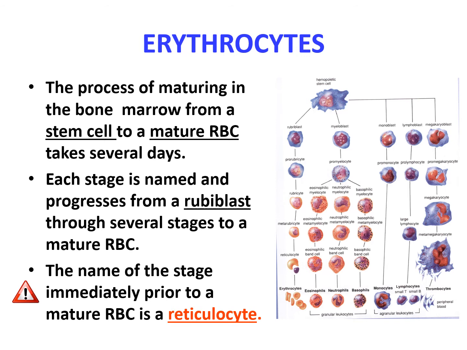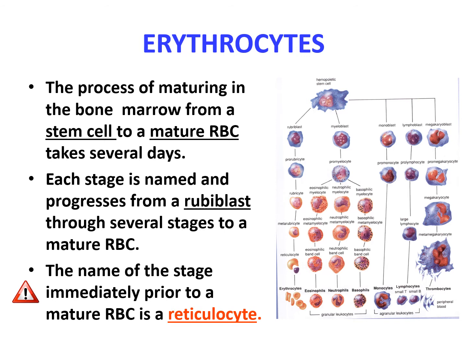So moving on from that and talking about erythrocytes. The process of maturing in the bone marrow from that stem cell, the cell that doesn't know what it wants to be when it grows up yet, all the way to a mature RBC, takes a few days to occur. And each stage has a name.